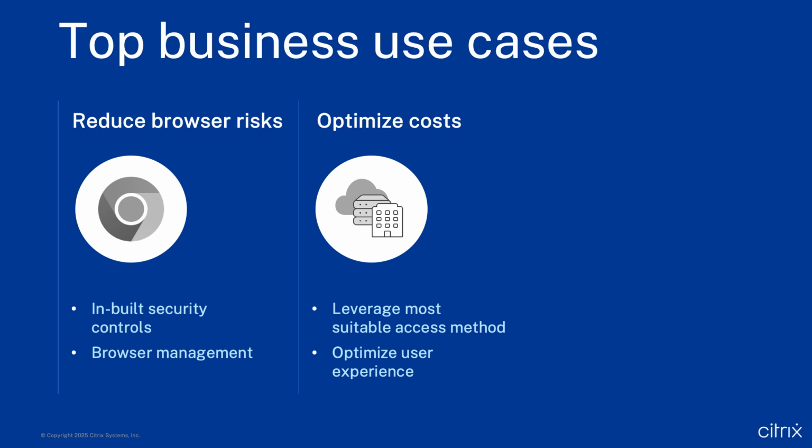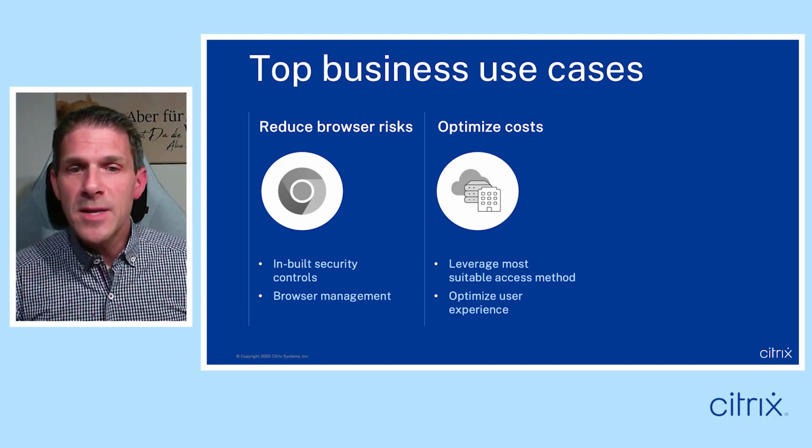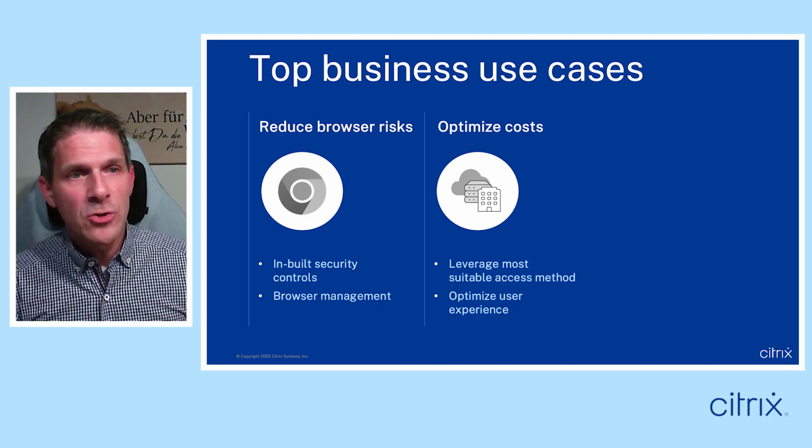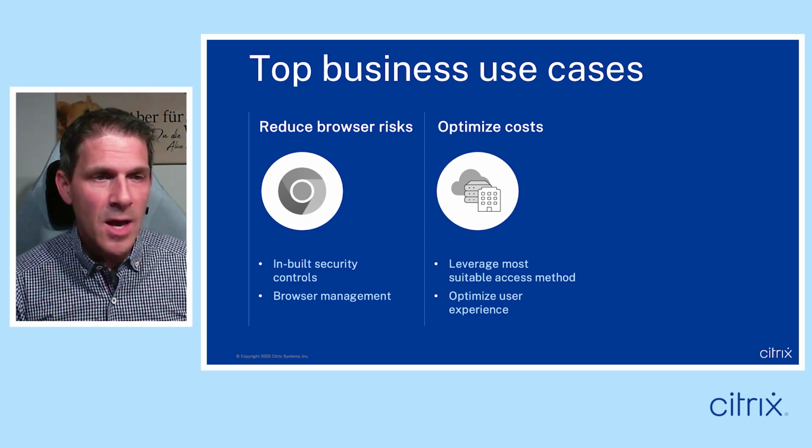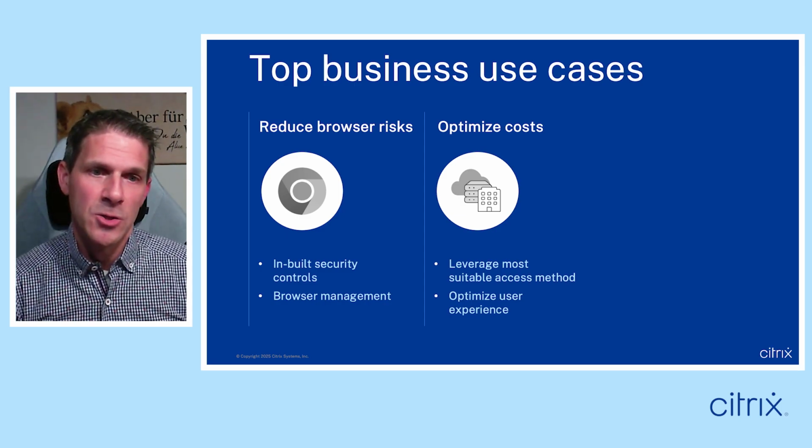Followed by the top priority, cost optimization. Businesses use the same access method to provide access to web applications as they do for other applications because they are considered as secure. This is not always the best option and often unnecessarily increases infrastructure costs, while potentially also decreasing user experience. Choosing the best access method for the right situation helps lower costs and increase user satisfaction.